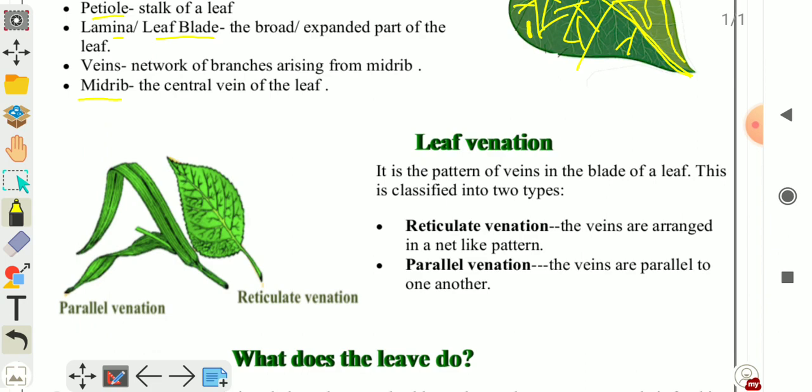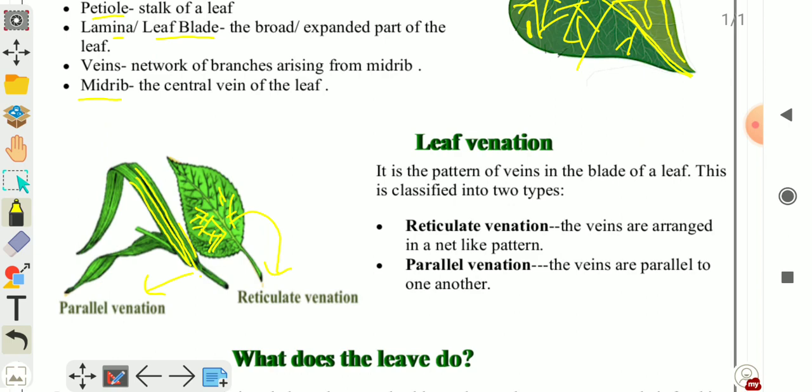First one is reticulate. The veins are arranged in a net-like pattern. So these are arranged in a net-like pattern. These are called reticulate venation. Parallel venation. In parallel venation, the veins are parallel to one another. These are parallel to one another like this. So this leaf has parallel venation while this one has reticulate venation.